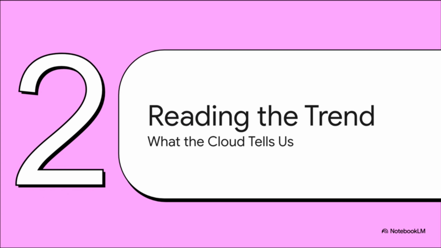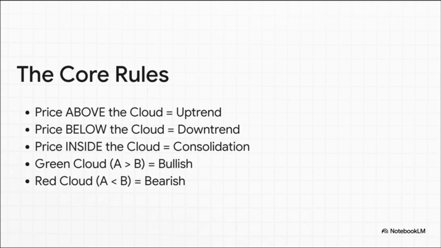Okay, so we've met all 5 components. Now let's start putting them together and actually read the trend. This is where that one-look promise really starts to shine. The most important relationship in this entire system is between the price and the cloud, and it's incredibly straightforward. If the price is above the cloud, you've got a bullish trend. If the price is below the cloud, it's bearish. And if the price gets stuck inside the cloud, that tells you the market is probably directionless, just consolidating.